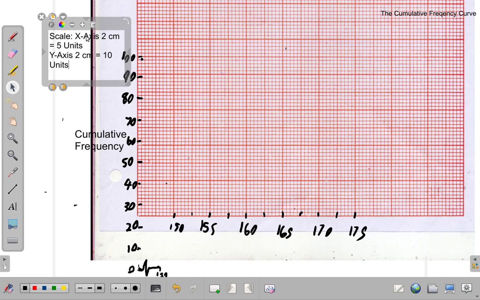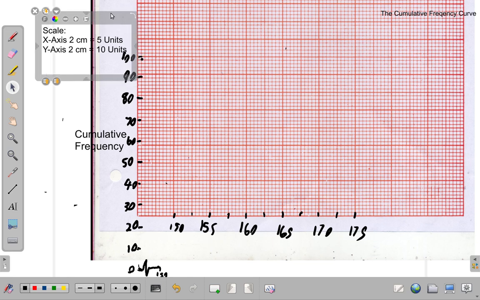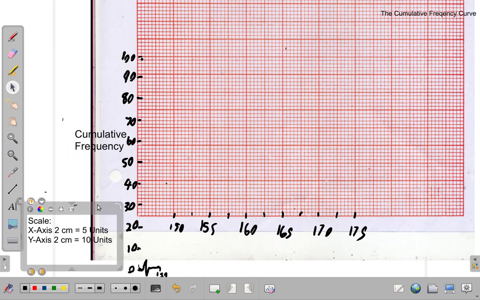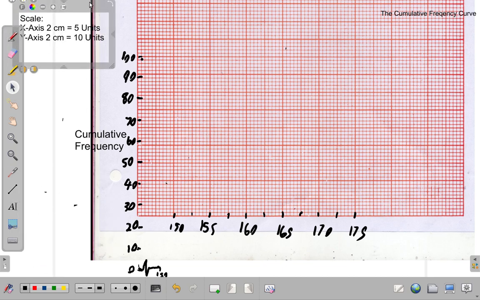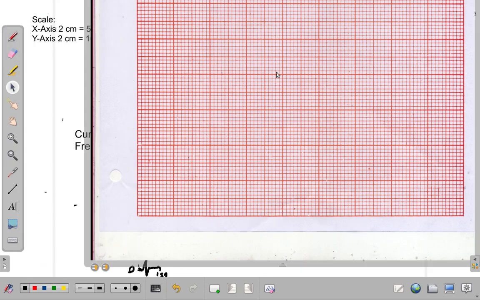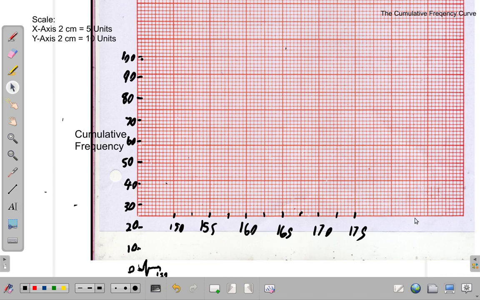Scale. Put this down a bit. X axis 2 cm equals 5 units. Y axis 2 cm equals 10 units. Where should I put it? Let me put it down here. Alright, put it up here. Okay, so we have our scale.